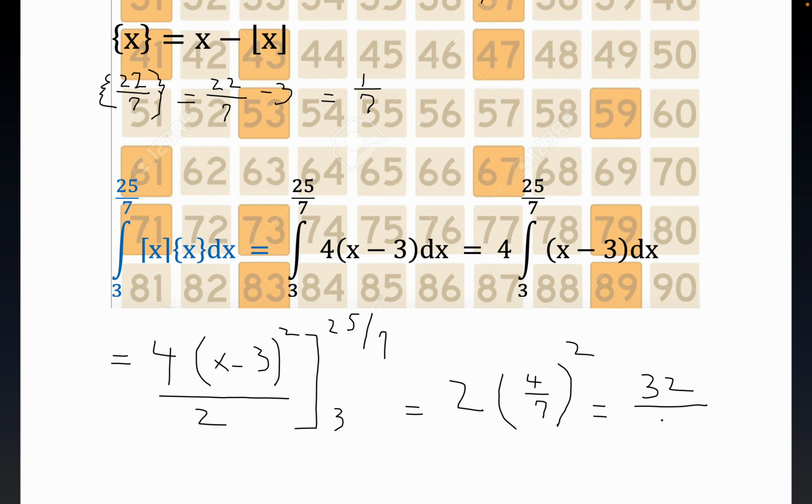I'll leave that out, but that's the area interpretation. And this is just a little triangle. If you draw a picture of this, you'll see it's just a triangle multiplied by 4, one of the sides there. But anyway, that's the answer: 32 over 49, folks. Hope you enjoyed that one.